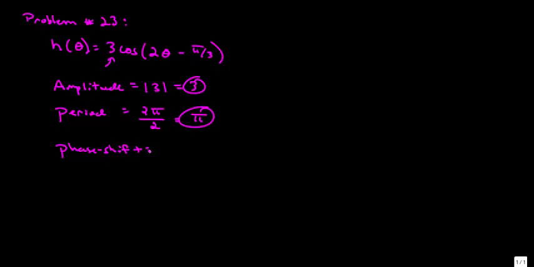And the phase shift is, it would normally be pi over 3 to the right. So we look at it as a positive pi over 3. However, because everything's happening twice as fast, it's not going to start over at pi over 3. It's actually going to start at pi over 3 divided by the number in front of the theta value, which is 2. So it's going to be pi over 3 times a half, which is pi over 6.